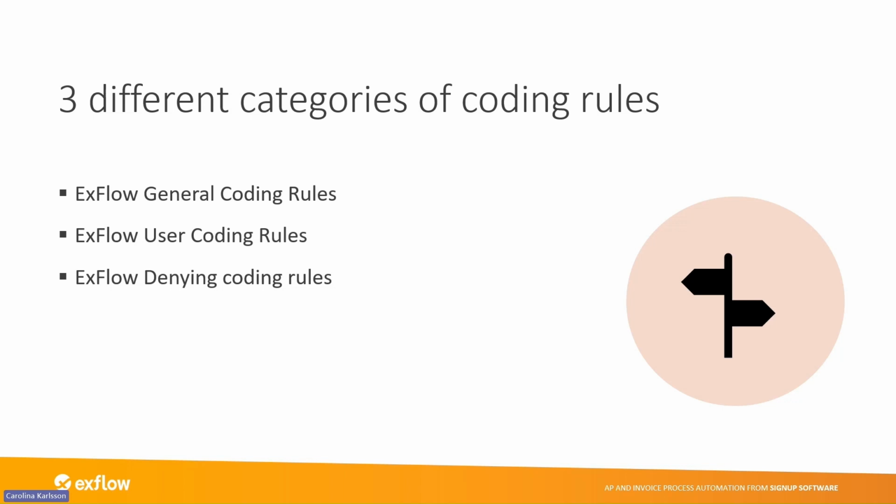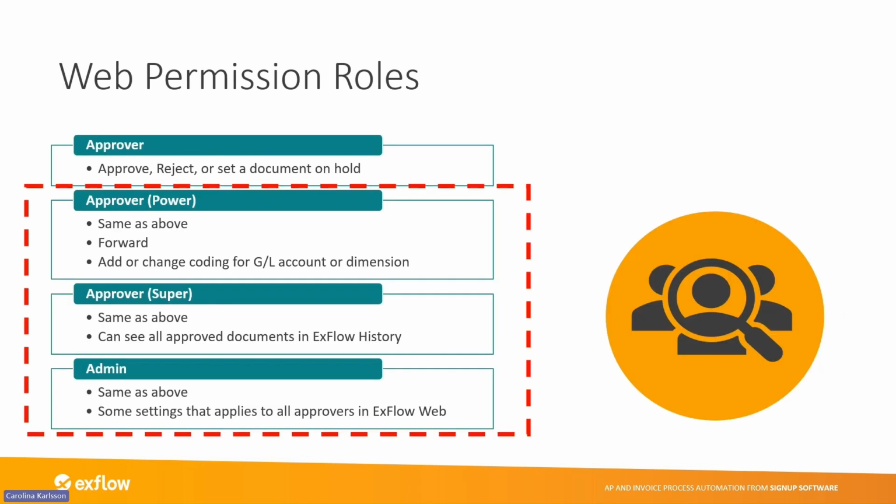The users need to have a minimum authorization level in the web permission role to be able to approve and, for example, then change coding. So to be able to change coding, they need to have one of these permission roles. You can see there are 4 different roles. The first one is the approver, and the approver can approve, reject, and set document on hold. The other ones can do a little bit more. So they need to be at least the approver with power permission role to be able to add or change coding, for example, GL accounts or dimensions and so on.